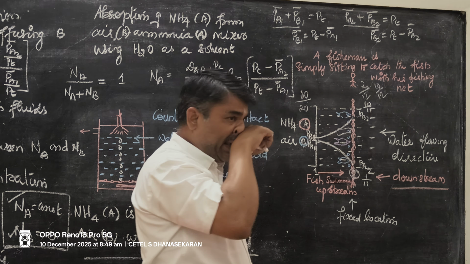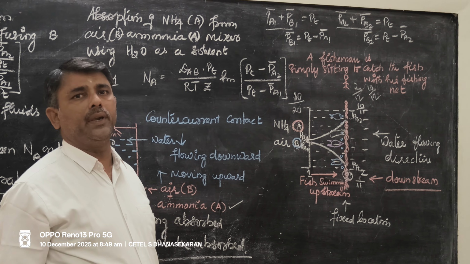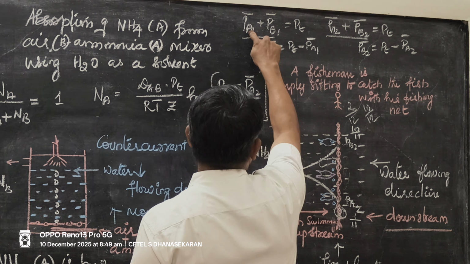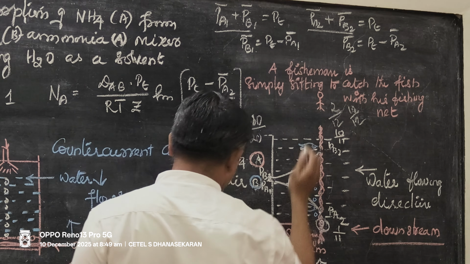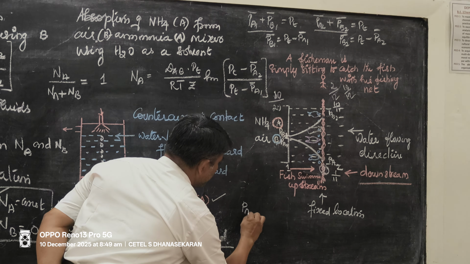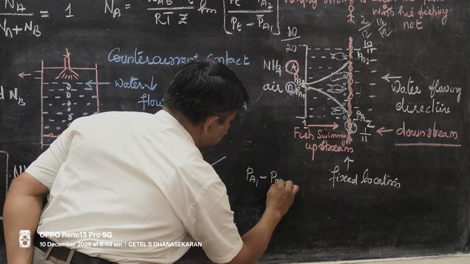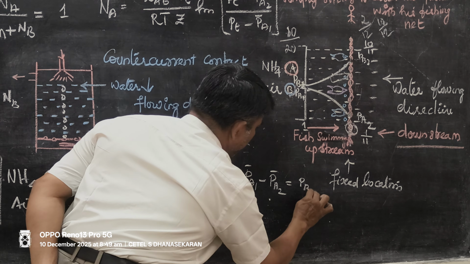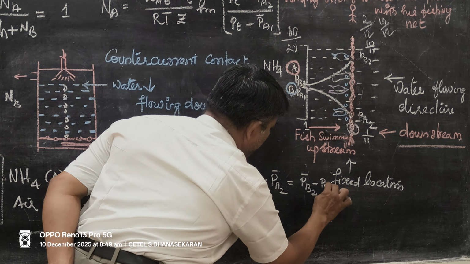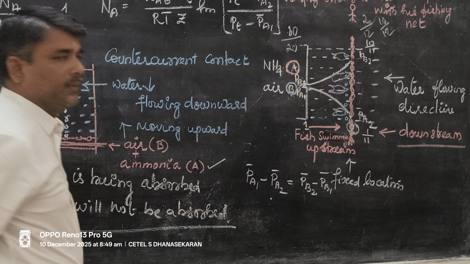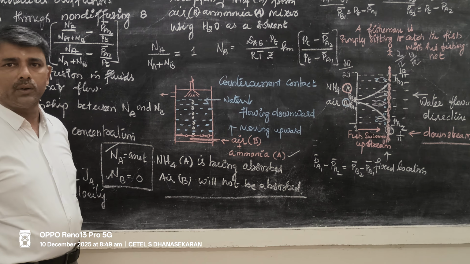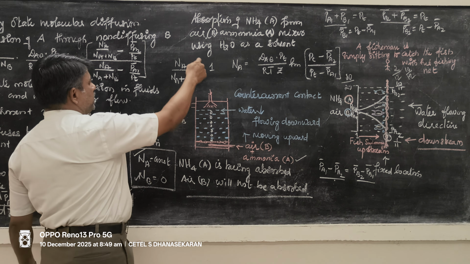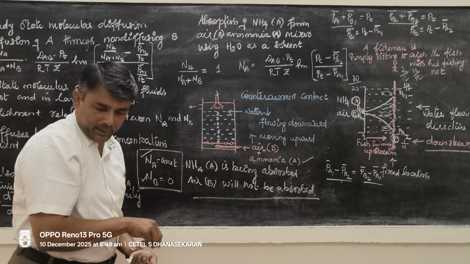One more information. Both are same. Hence, PA1 minus PA2. From this relationship, I am going to write PA1 bar minus PA2 bar is equal to PB2 bar minus PB1 bar. Clear? Very clear? Both are same. Okay. To simplify this equation, I am going to rewrite.